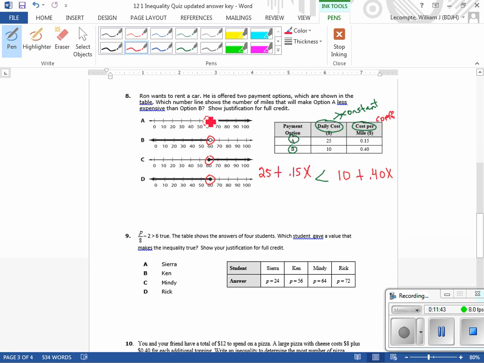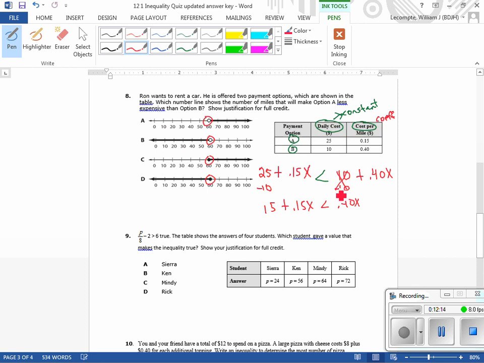So if you start with the 40x on the right and you bring it over to the 15x on the left, then eventually your inequality sign is going to go away. So I'm going to subtract 10 from both sides first. And I get 15 plus 0.15x is less than 0.40x. Because this went away.